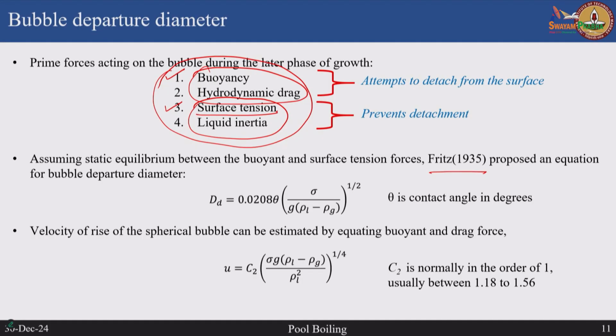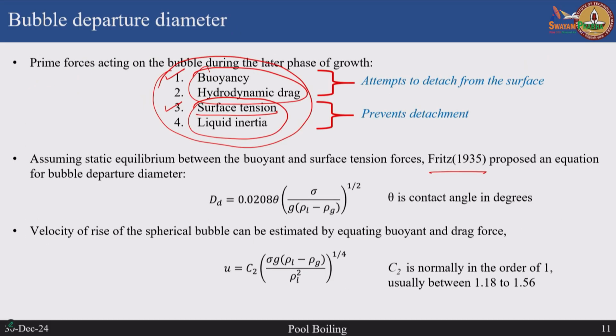So, if you do that balance, I think Fritz first, in 1935, came up with this classical equation for calculating the bubble departure diameter, and from there you can also estimate the velocity of this bubble when it rises up.